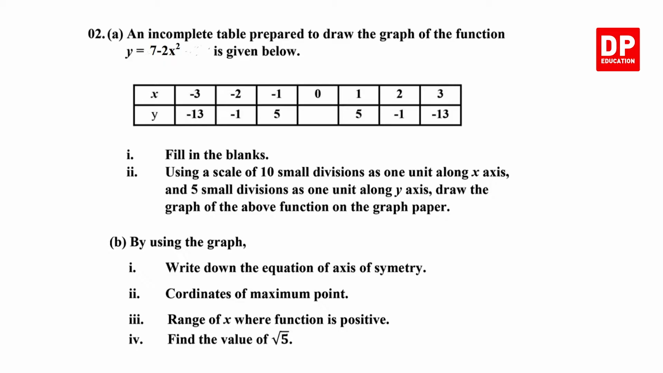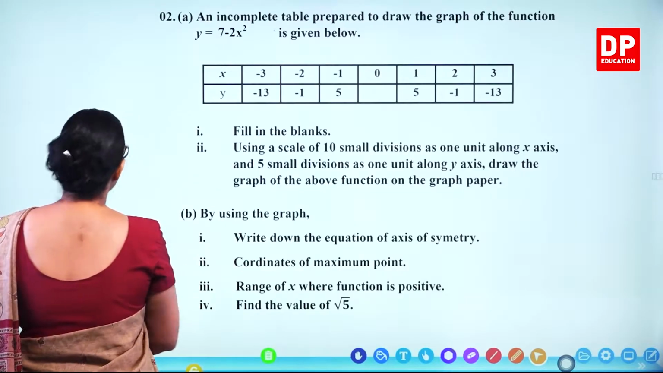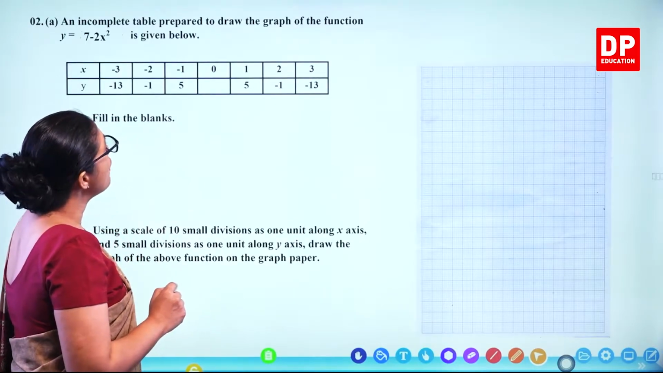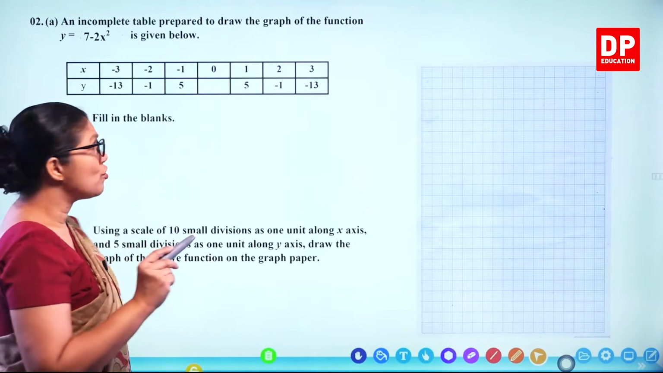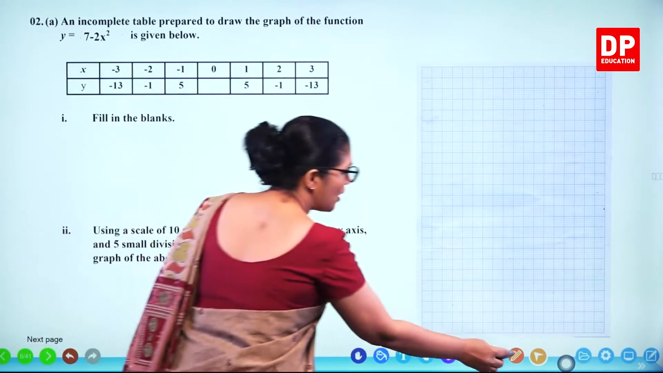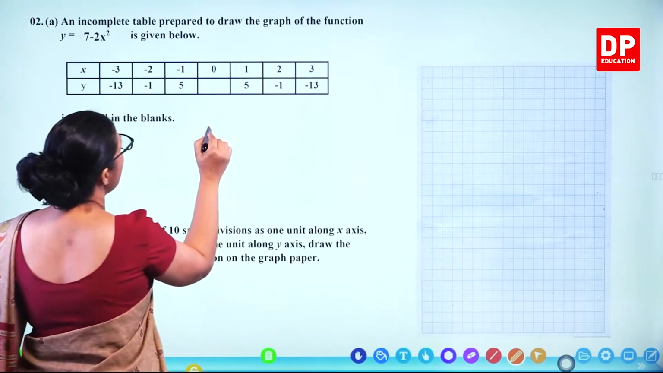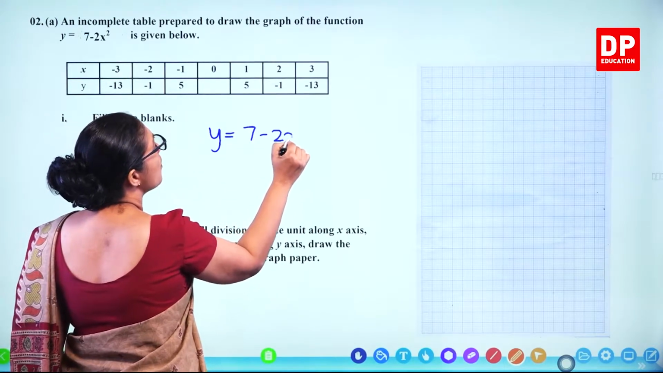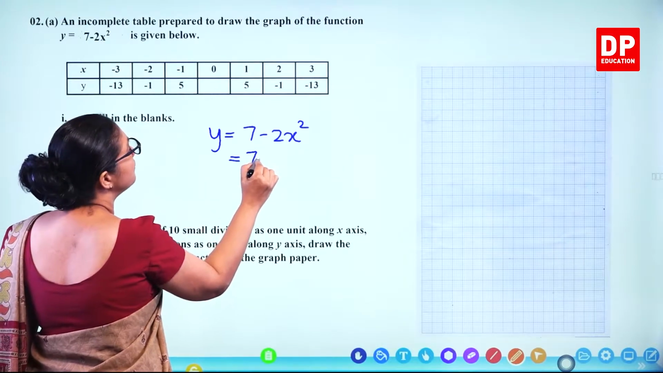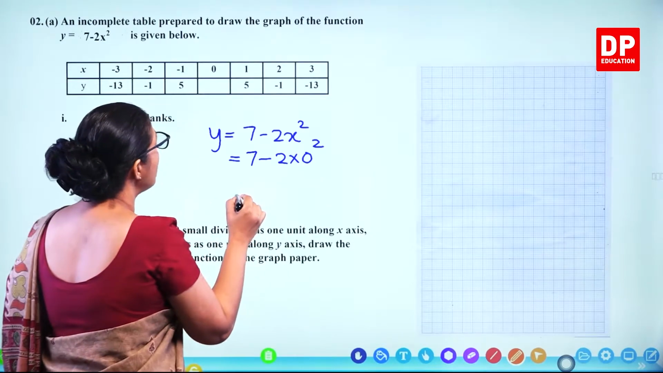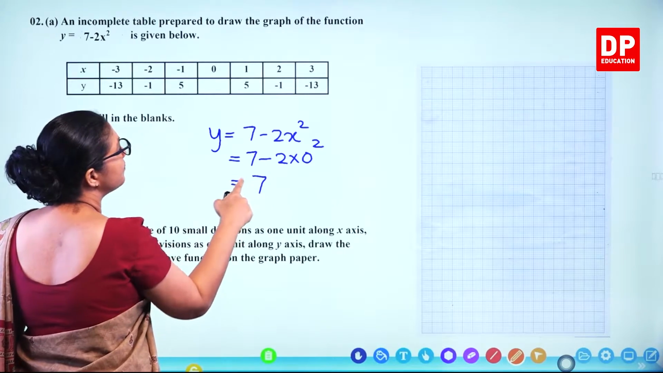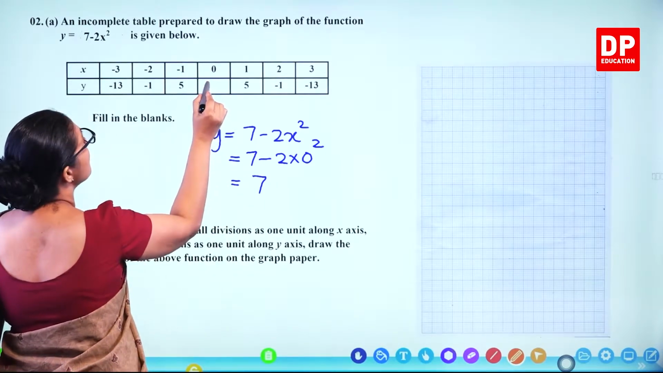Let's do question number 2. This is about quadratic graphs. So you have to draw the graph and then answer the following questions. An incomplete table prepared to draw the graph of the function y equals 7 minus 2x squared is given below. Fill in the blanks. So you have to substitute the value. So what's the equation? The equation is y equals 7 minus 2x squared. Substitute x equals 0. Zero squared. So that means 7. So you get 7 here.